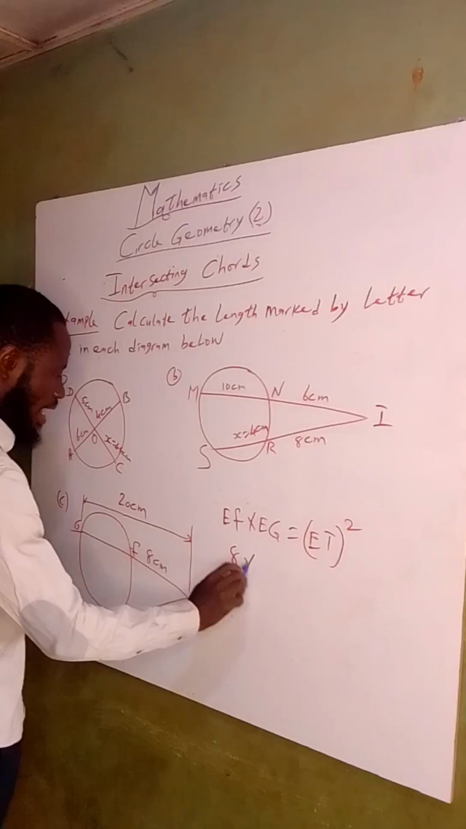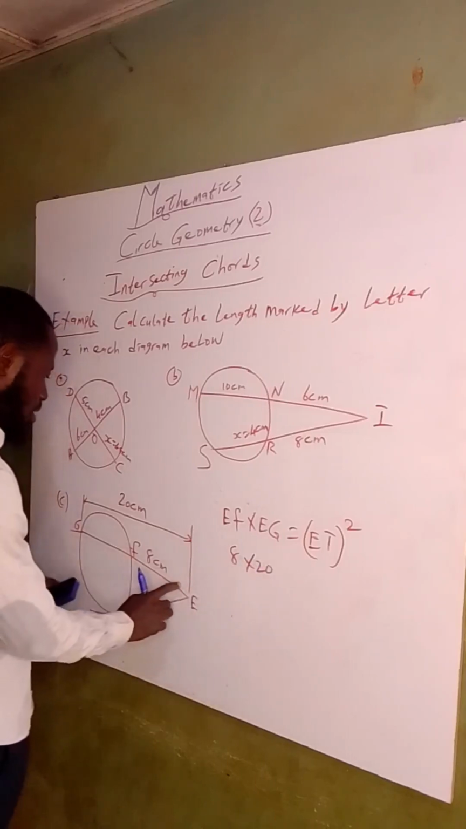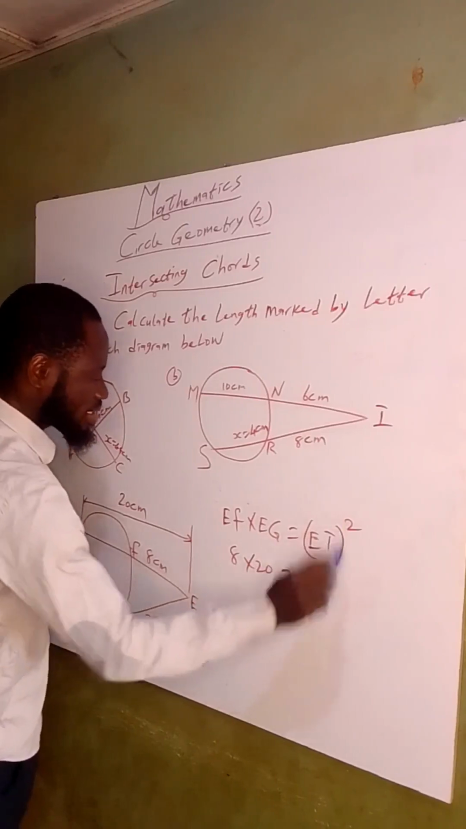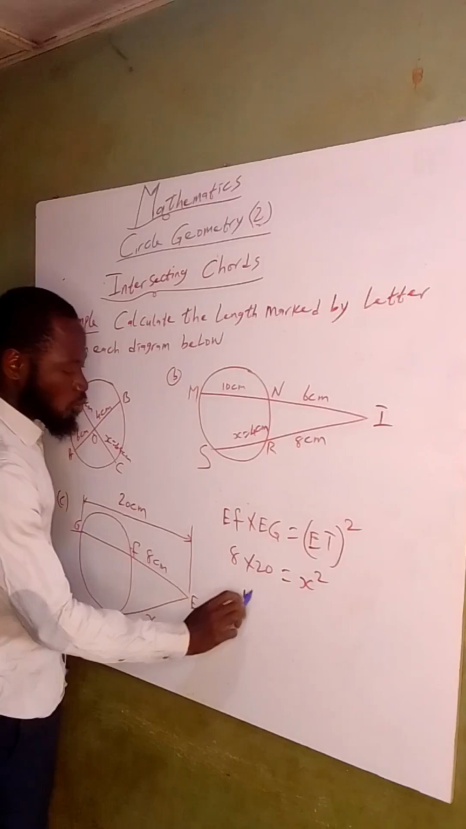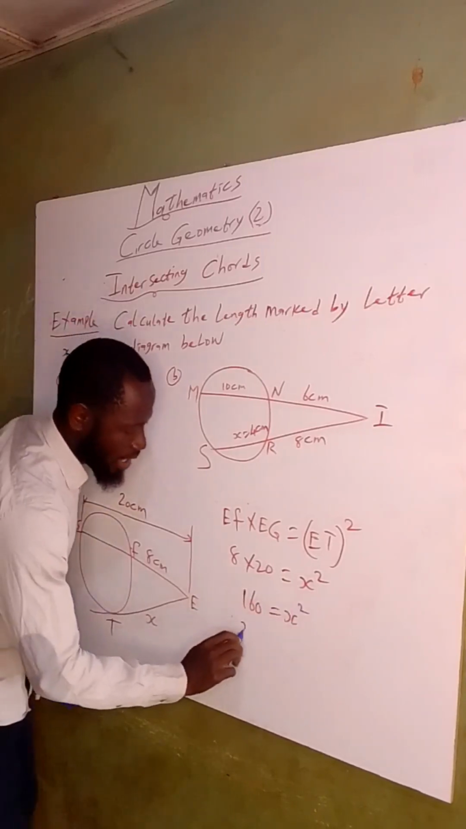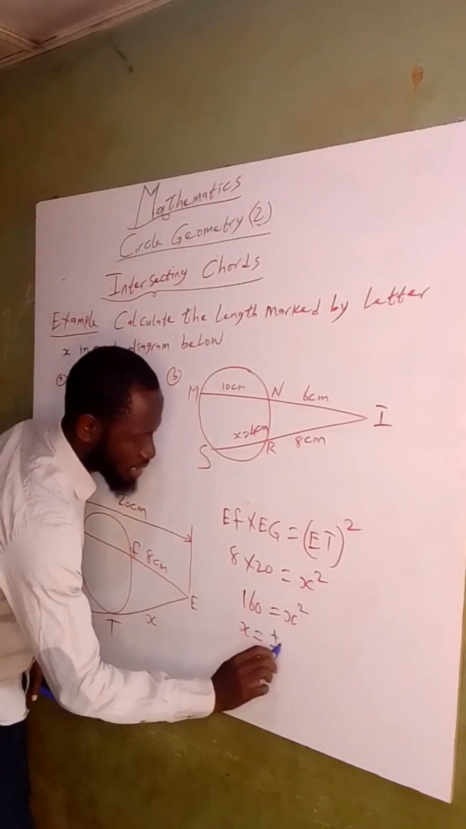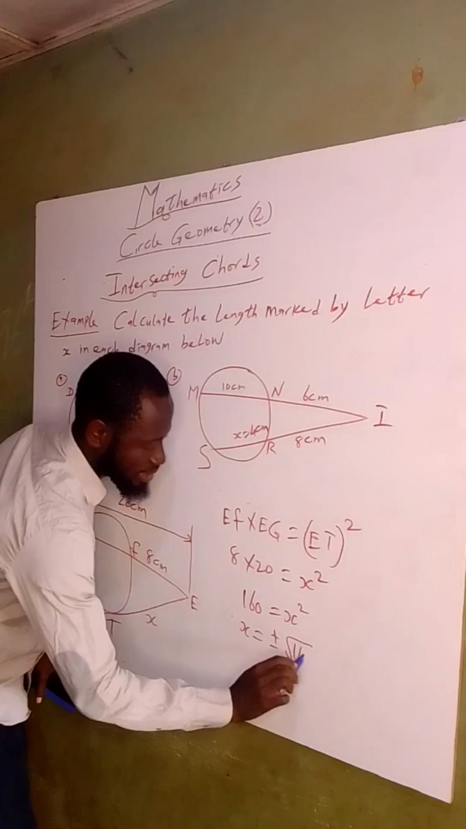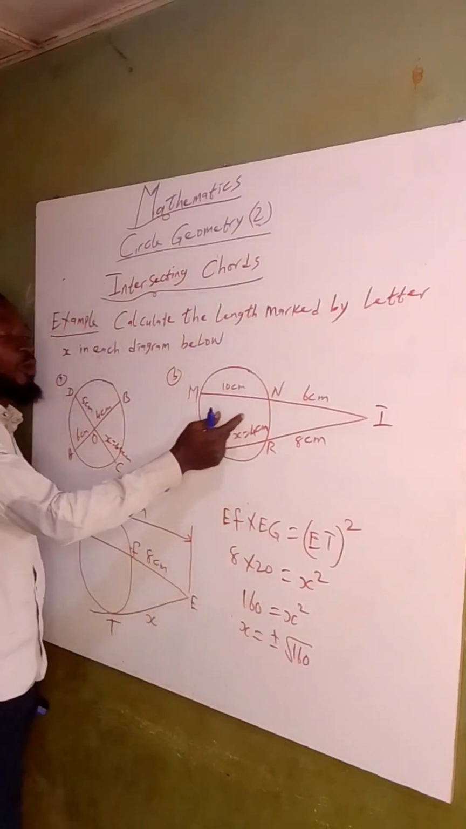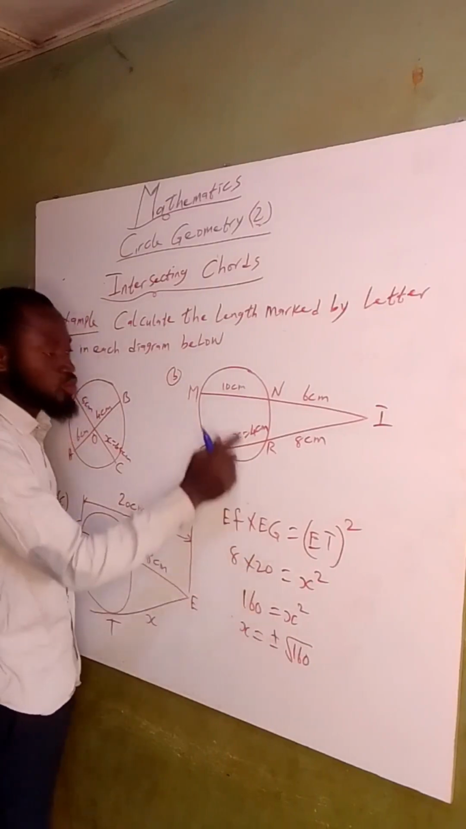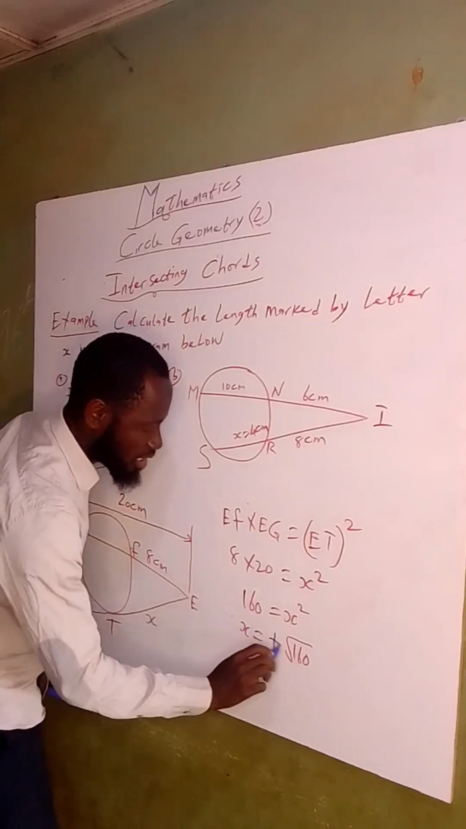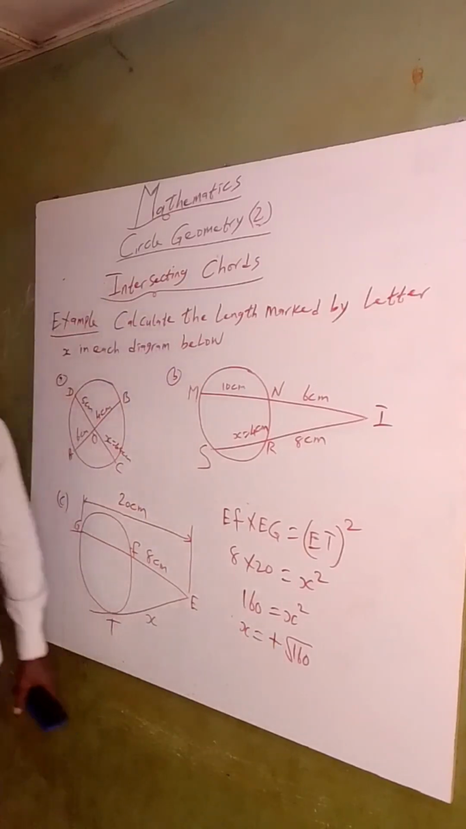That gives us 8 times 20, EF is 8, times 20 equals X squared. 8 times 20 gives us 160 equals X squared. So X equals plus or minus root 160. We can never have a negative, because when we are measuring something, it can never be negative. It's always positive, so I write the positive square root of 160.